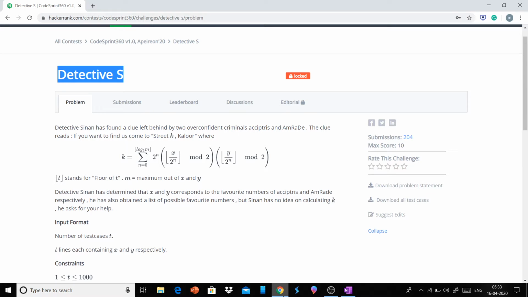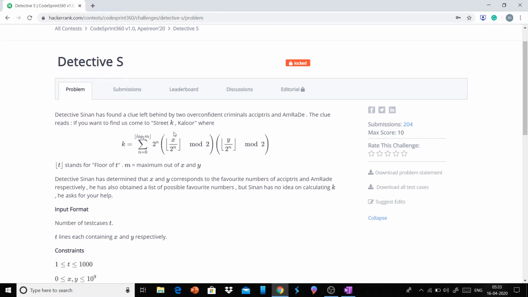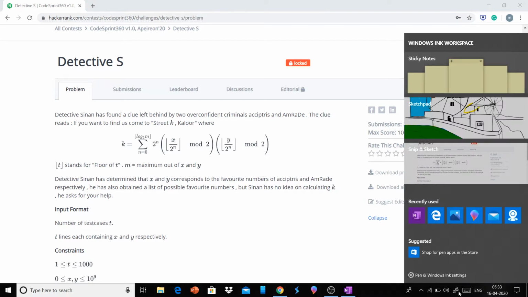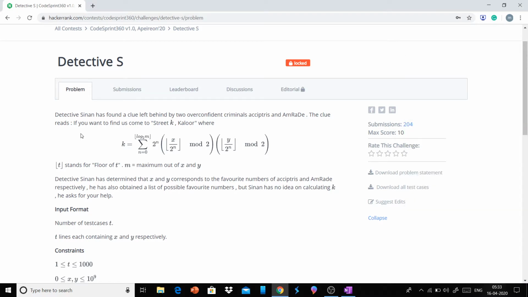Today we are going to discuss a problem called Detective S, and this problem was recently asked in a contest organized by IIT-Patna. So what is this? Let us discuss this problem and see what this problem says.